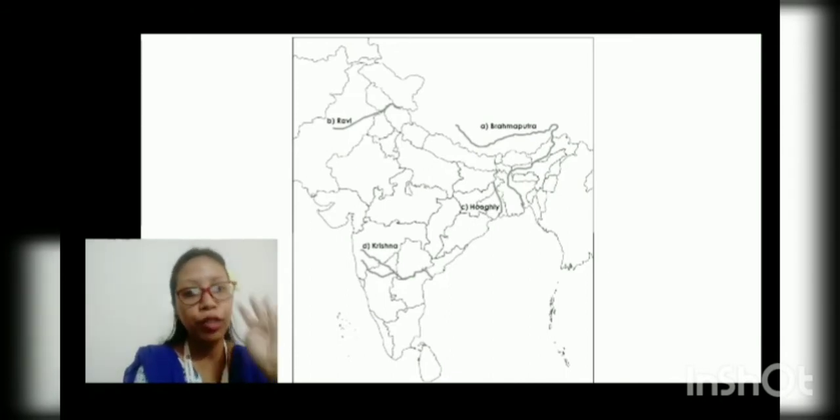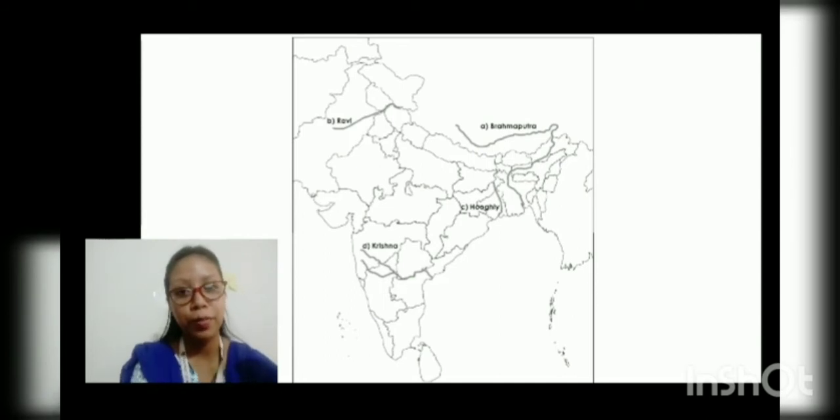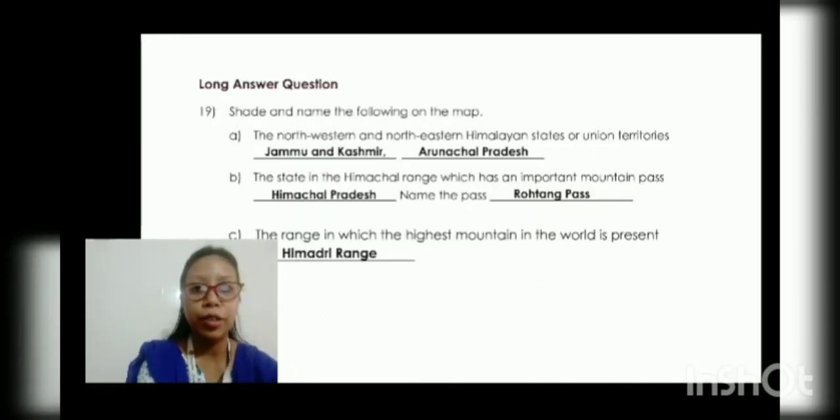Now in this question only 4 rivers have been mentioned, but you need to study and locate other rivers as well. There are lots and lots of rivers and tributaries. You have to remember those also. Whichever maps I have sent you in the Google Classroom are already there. So please try to find the rivers and study these rivers and their tributaries. Then we come to the next question, which is: shade and name the following on the map.